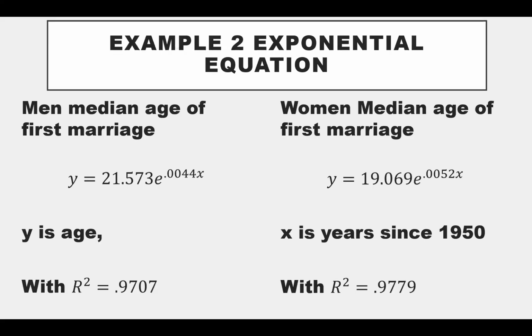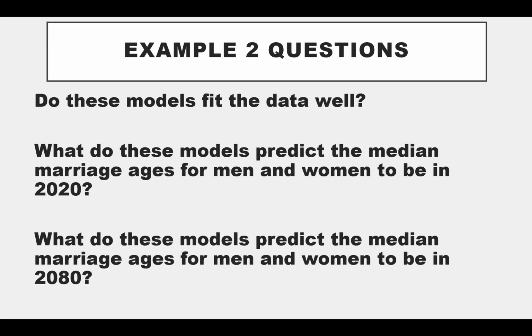So be careful about predicting outside of known bounds. Sometimes you get some really weird answers, and you can imagine that if you did 230 years out, what you'd end up with. So if you did 2180, that's 230 years. This would predict men to be at a median age of 63 to get married. And women to be a median age of 63 as they get married for the first time. That's probably not going to happen.